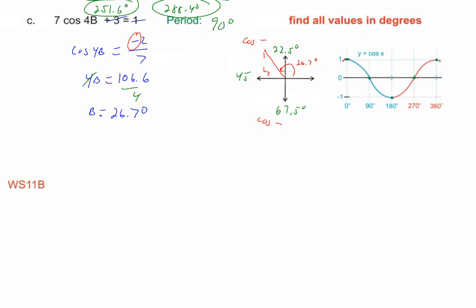All right, this said find all values in degrees. So 26.7 plus how many n? 90n, right? Because it's a 90 period. And let's figure out this last angle. Most will like to figure out the reference angle right here and then add that same amount to 45. There's another way to do it, but most will do it that way. So this is 71.7 plus 90n. 71.7 degrees plus 90n.